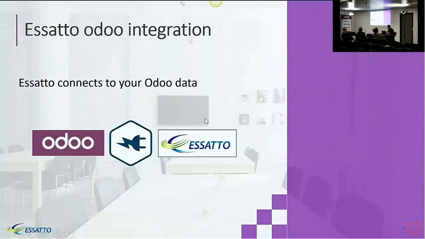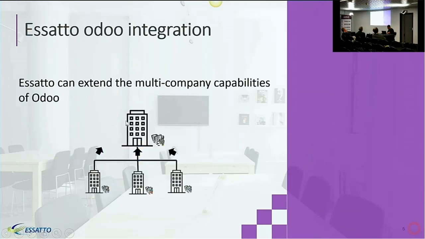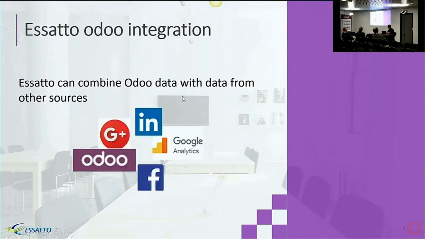So we have a pre-built connector to Odoo, and we've also pre-built all the structures that support the reporting into a BI tool like Power BI, for example, or the tools that come with Essatto. You can extend the multi-company capabilities of Odoo. You can combine it with data from other sources, so you can bring in your Odoo sales information, and marry that up with your Google Analytics information, etc., to give you more meaningful KPIs.